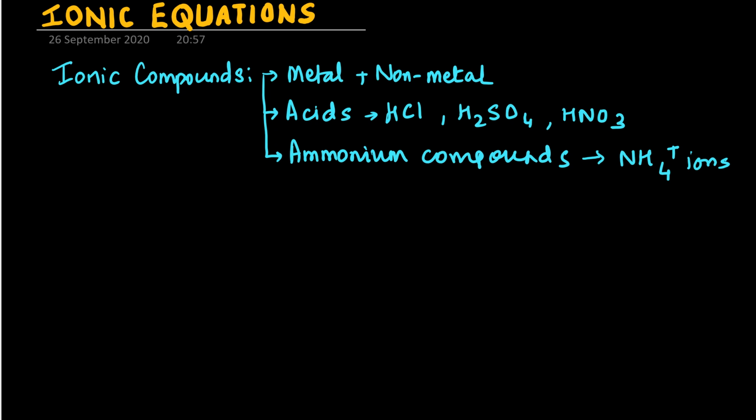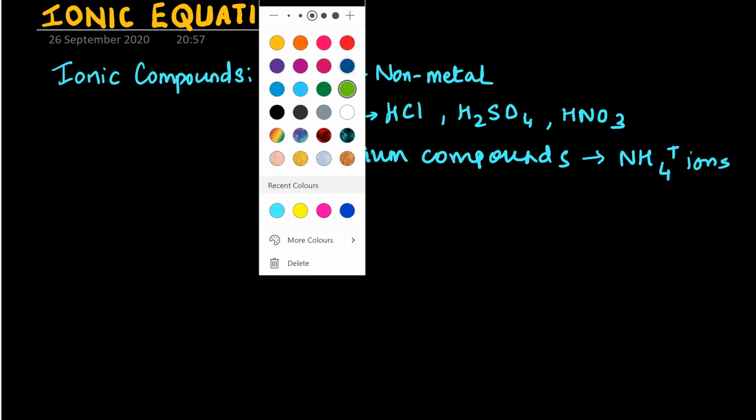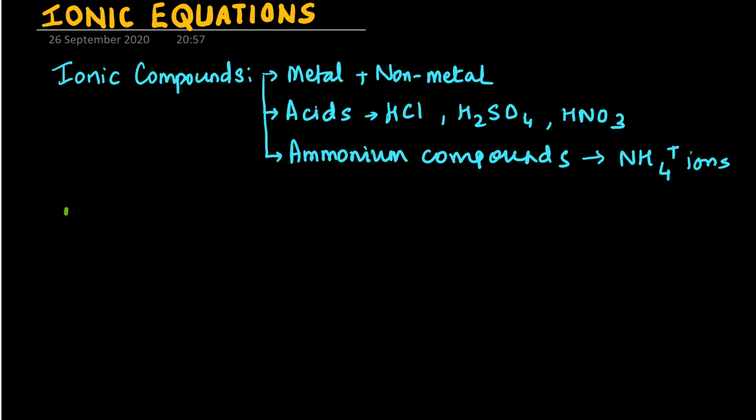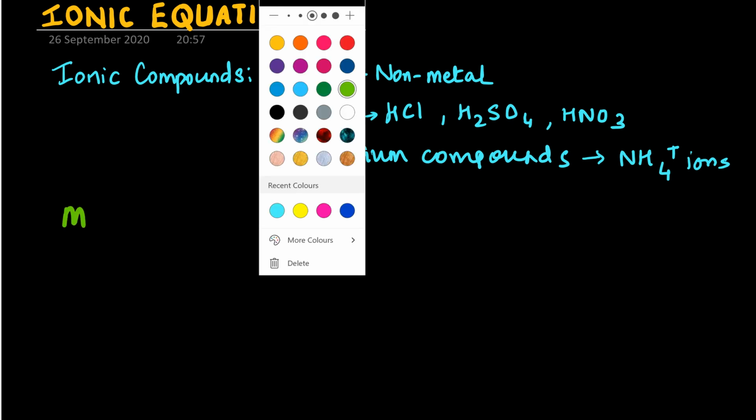When I talk about ionic compounds, I mean a combination of a metal and a non-metal. I also am referring to acids such as hydrochloric acid, sulfuric acid, nitric acid, or ammonium compounds which contain the NH4+ ions. Now, many chemical reactions involve ionic compounds, and when ionic compounds dissolve in water, the ions separate. I'm going to give you an example of one such ionic compound, magnesium chloride.